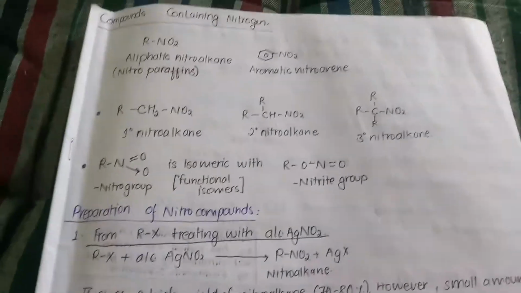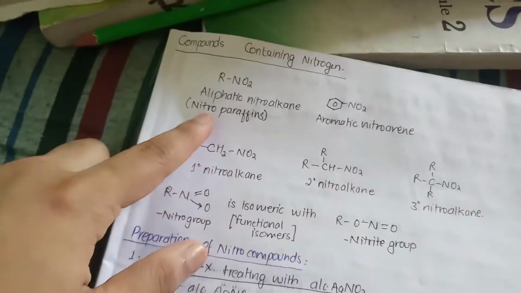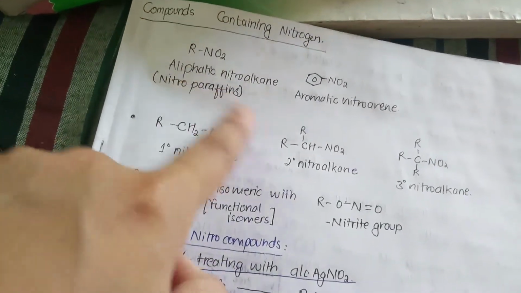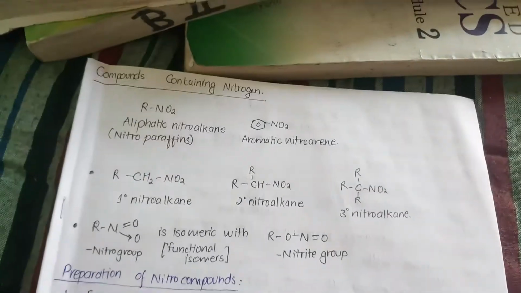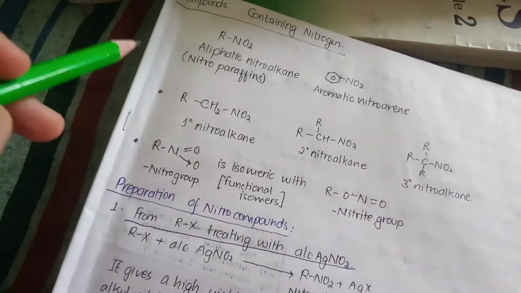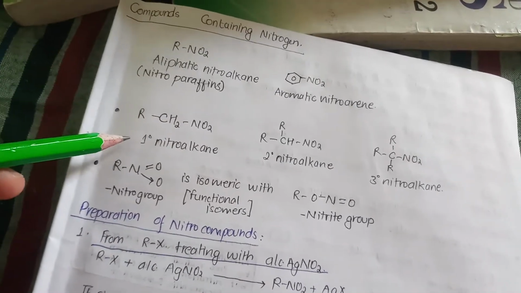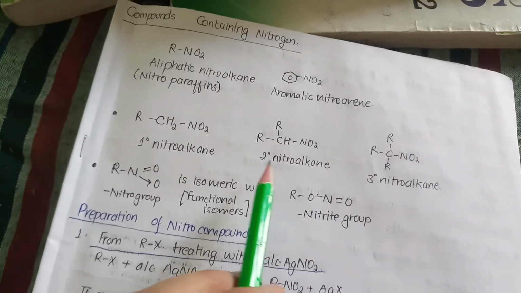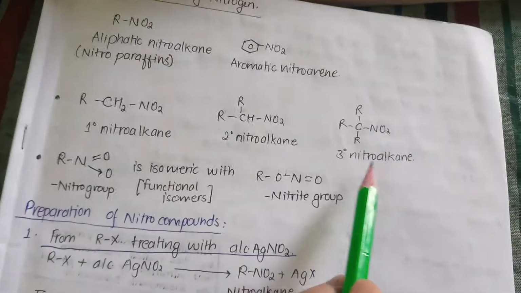So this is the nitroalkane topic. Nitroalkanes can be classified broadly into aromatic nitro compounds and aliphatic nitroalkanes. Aliphatic nitroalkanes are also called nitroparaffins, because paraffin is a word for alkanes, right? And nitroalkanes are generally of three types: primary, 1 degree, secondary, 2 degree, and tertiary, 3 degree.